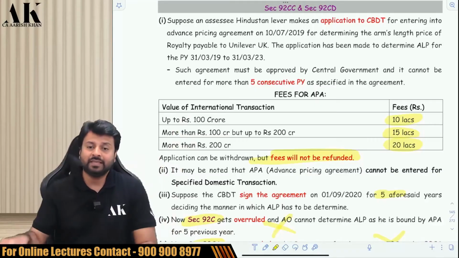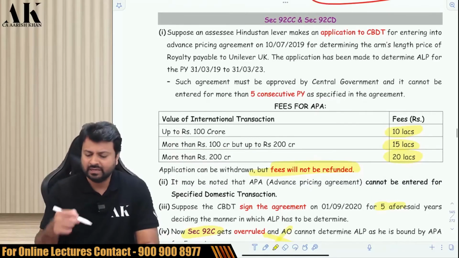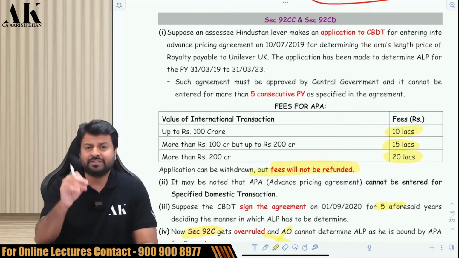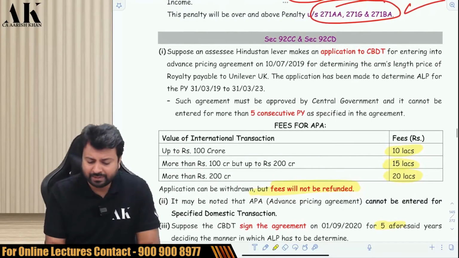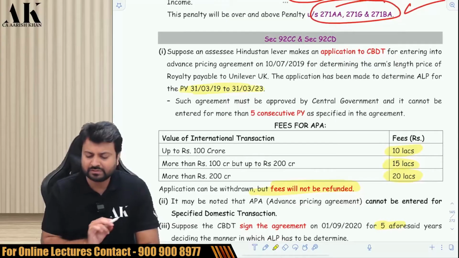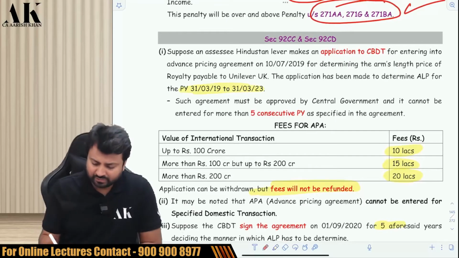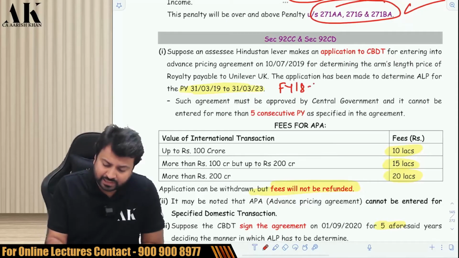Okay, now this is applicable for 5 years. Now which 5 years? That will be written in the agreement. Say for example 31st March 2019 to 31st March 2023. These are the 5 years. Now these are which 5 years? These are financial year 18-19 to financial year 22-23. Okay, so these are the 5 years which are covered over here.